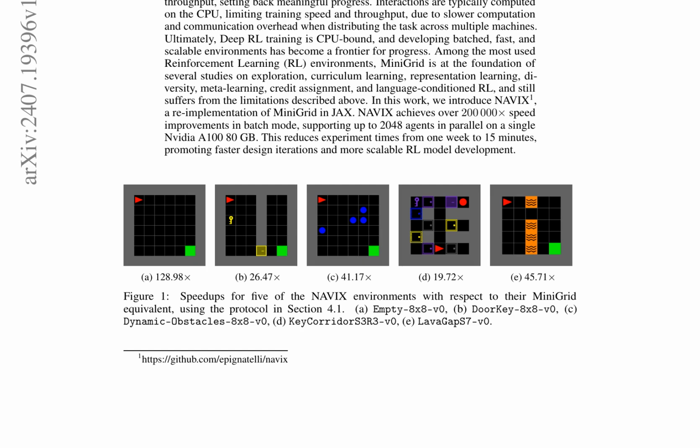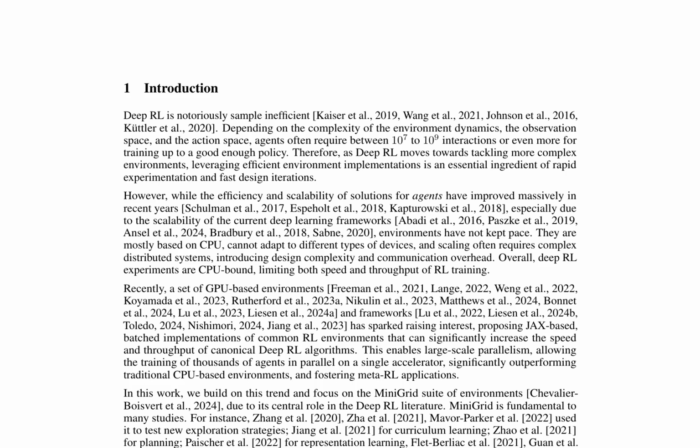The authors highlight the importance of efficient environment implementations, citing the notorious sample inefficiency of deep RL, which often requires between 10^7 to 10^9 interactions for training. While agent solutions have improved significantly in recent years, environments have not kept pace, relying on CPU-based implementations that cannot adapt to different devices and require complex distributed systems.